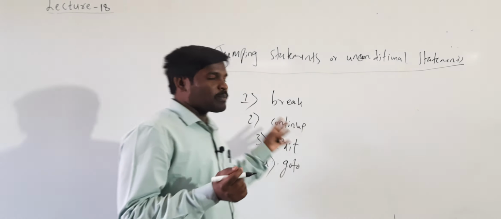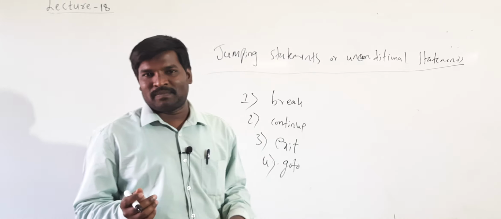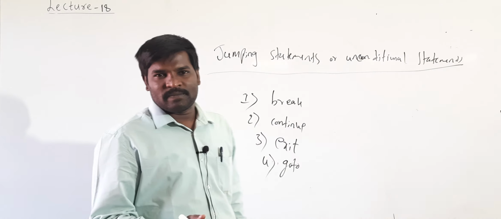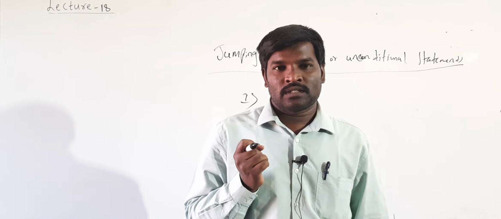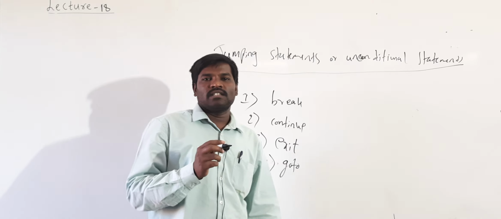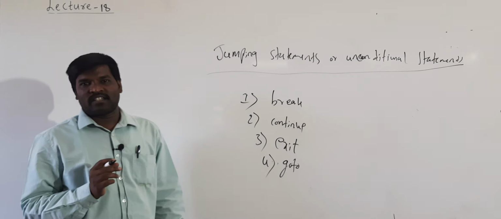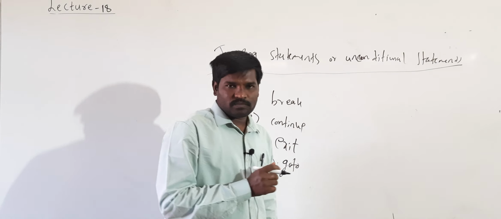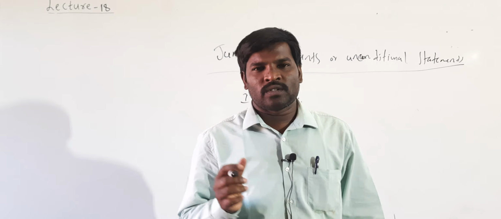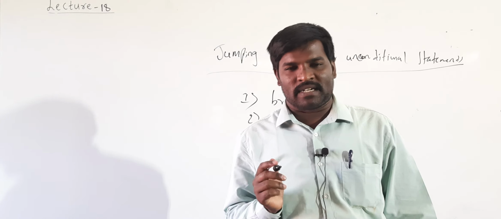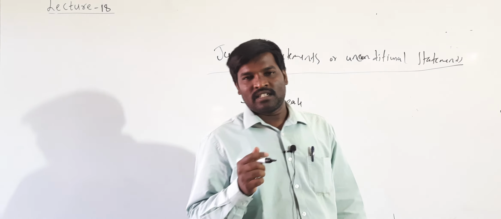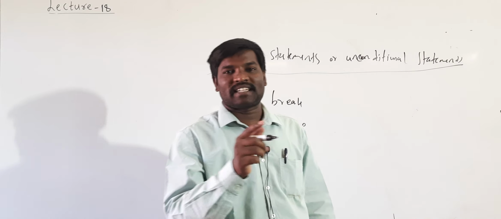The purpose of using the jumping statement is, here break is used to break the particular loop. One thing you have to remember is that break can be used only in looping statements. Whenever we use a while loop, do while, or for loop, then only it is possible to use the break statement, as well as in the switch statement, which is still not discussed. In the switch statement also break can be used.